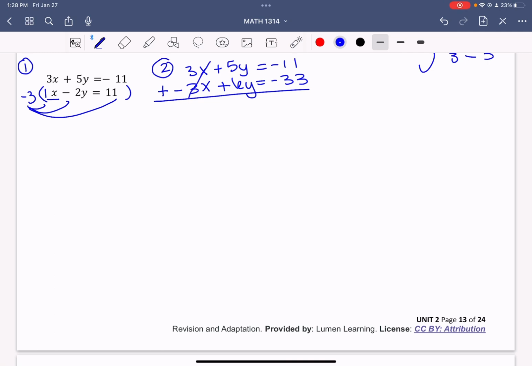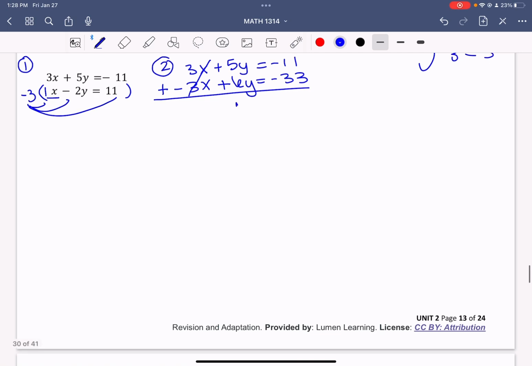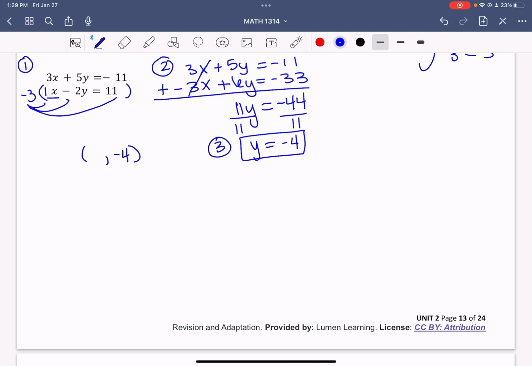So my first equation and my new second equation. So 3 minus 3, that cancels. 5 and 6 give me 11y equal to, I'm just adding vertically, -11 and -33, which is -44. Divide both sides by 11, so y is equal to -4. Halfway to my answer. So that gives me my y value.